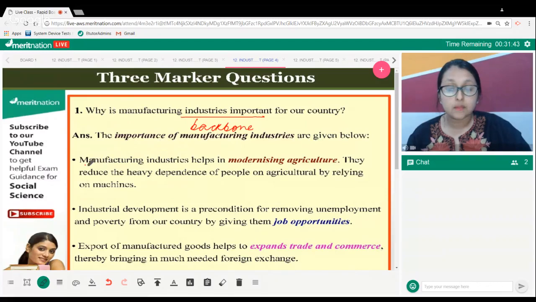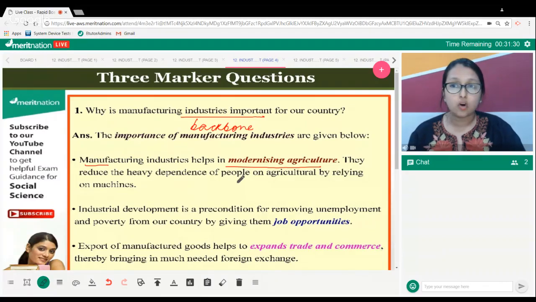Why? The manufacturing industries help in modernizing agriculture. They reduce the heavy dependency of people on agriculture by relying on machines. Because there are a lot of machines used in agriculture: harvesting machines, tractors, threshers. While using these machines, the manual efforts can be reduced. As you all are aware, agriculture is a really backbreaking job, and if you need more output, you should replace human efforts by machines. So this is how manufacturing industries are benefiting.